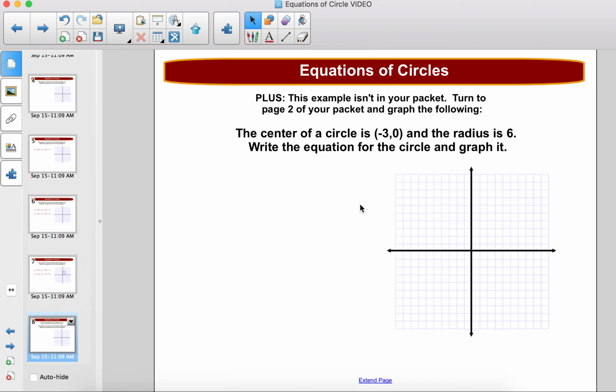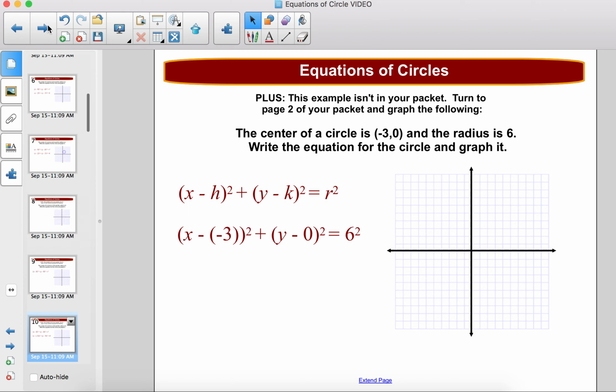All right, so this one says the center of the circle is at -3, 0, and the radius is 6. Write the equation, graph it. So let's start with just the general equation. Here it is. Okay. We're going to plug -3 in for H, 0 in for K, 6 in for R.